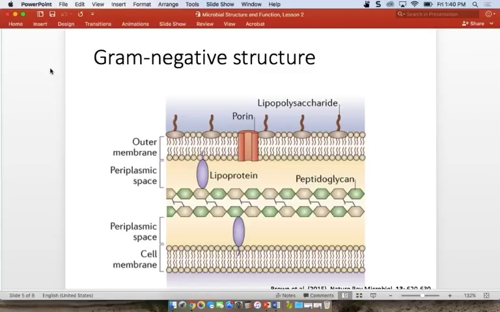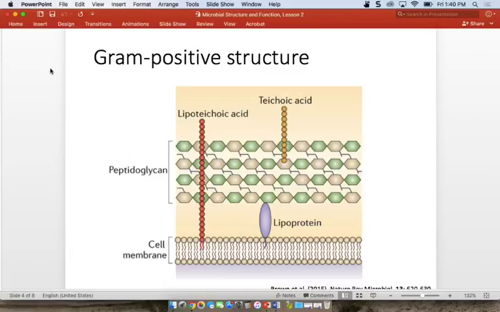So lysozyme hydrolyzes between NAG and NAM. What's that going to do to a gram-positive cell? So if we say that it hydrolyzes this, what we are saying is essentially these covalent bonds are going to be broken. What's that going to do to the cell? Or what does that do to the peptidoglycan? It breaks it up. Good. And then what happens to the cell is dependent a little bit on where it is found.